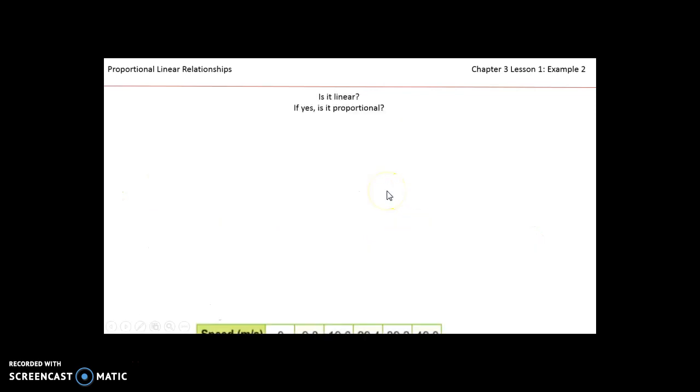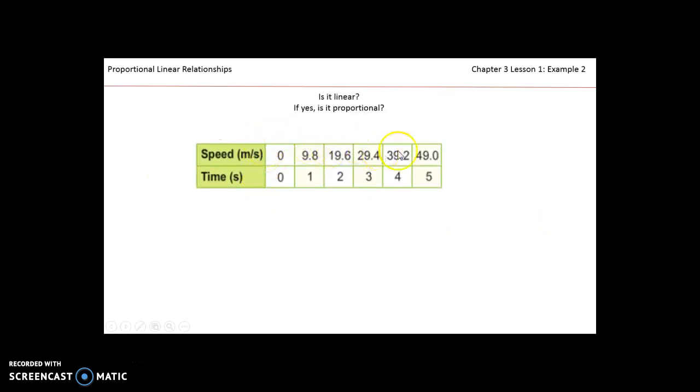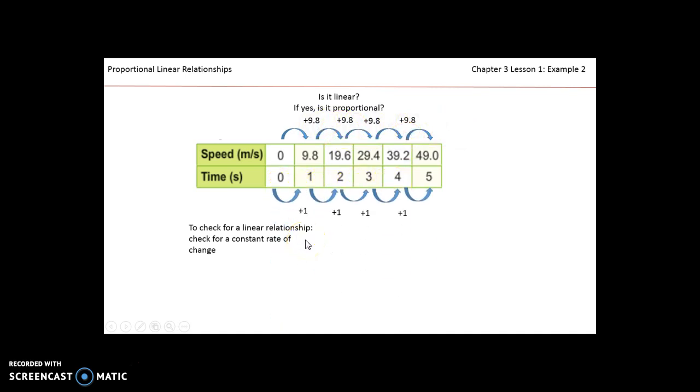All right, so first we're going to check to see if it's linear. So check for a linear relationship, check for a constant rate of change. So we're looking for how these change. And these change by adding 9.8 every single time. So the speed has a constant rate of change, and you can see the time also has a constant rate of change. We're increasing by 1 every time. All right. So yes, it's linear.